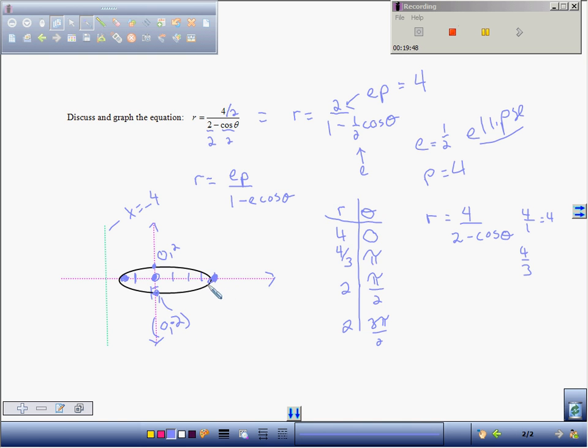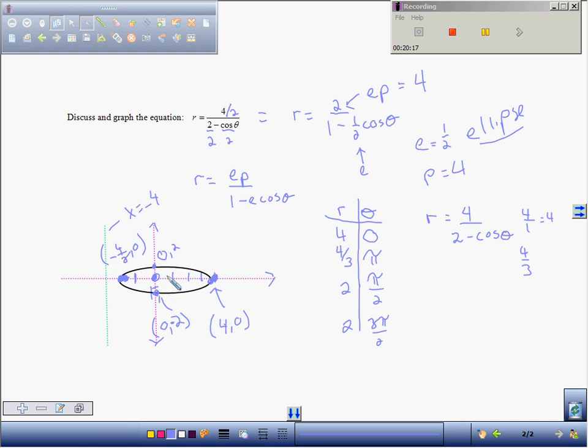And then this point over here in polar form is 0, 4. In rectangular form, it's 4, 0. Okay? And this point over here in polar form is 4/3 comma pi, but in rectangular form it's negative 4/3 comma 0. Do you guys see that? Yes? Where that comes from.